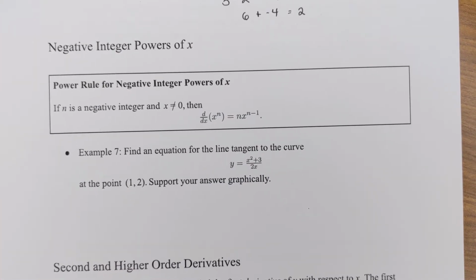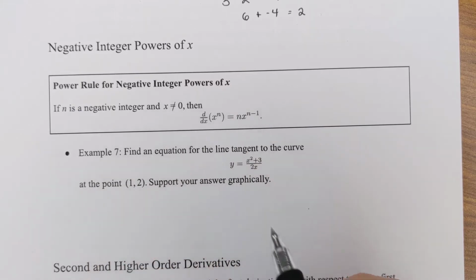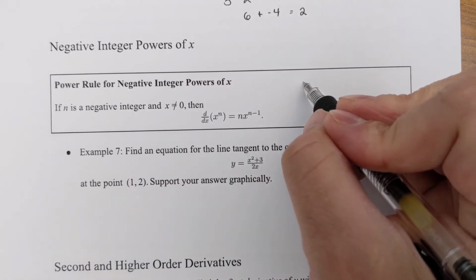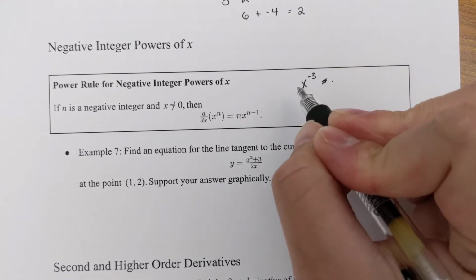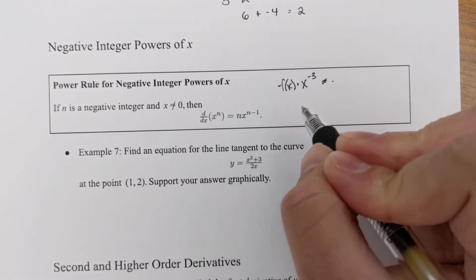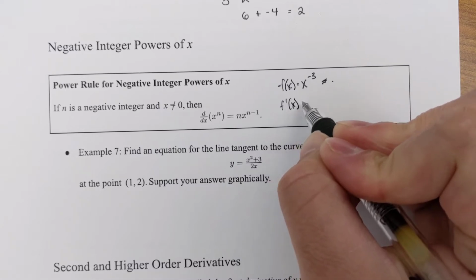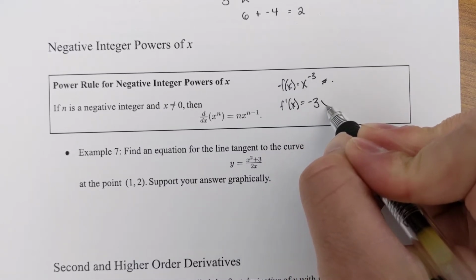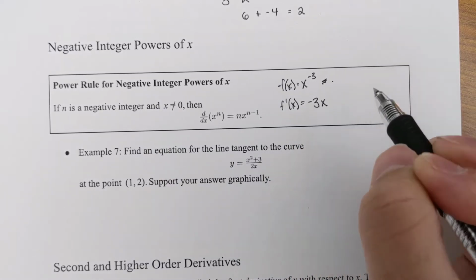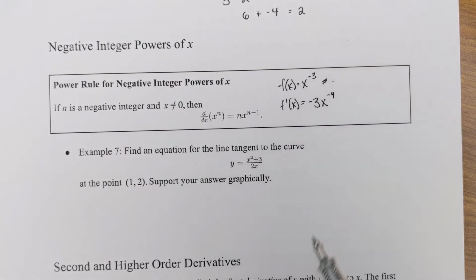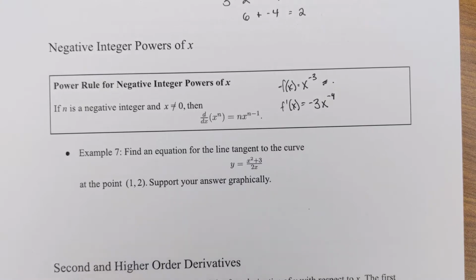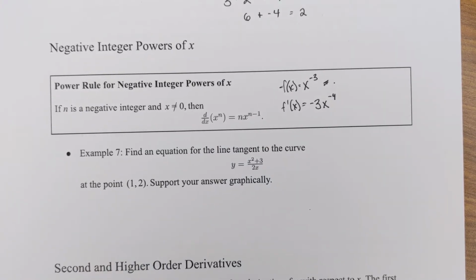Okay, negative integer powers. So actually it says this works the same way. So if I had x to the negative third, if this is f of x, the power rule still holds. So exponent comes out front. Now the one thing you have to be careful of is if you subtract 1 from the exponent, it becomes negative 4. It's already negative, so when you subtract 1, it becomes more negative.